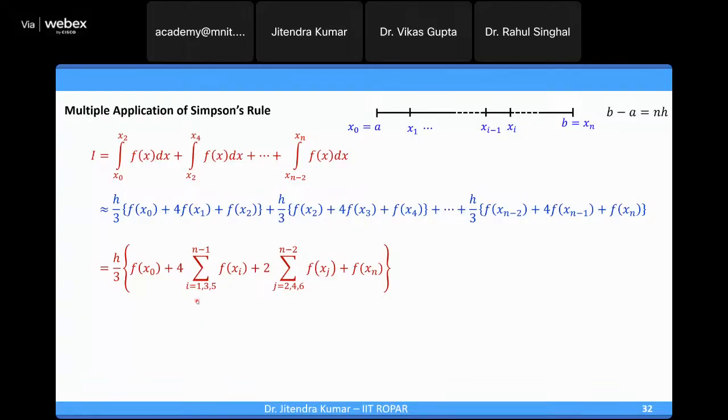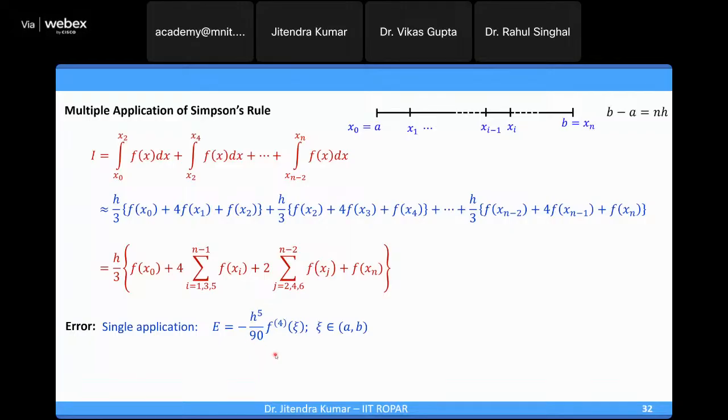and 4 times these odds, so 1, 3, 5, and so on, and the first and the last is just once because they are not repeated anywhere. Well, again, I am skipping this, but exactly the same idea that we have followed. We have the error between this second order polynomial and the function, which you need to integrate.